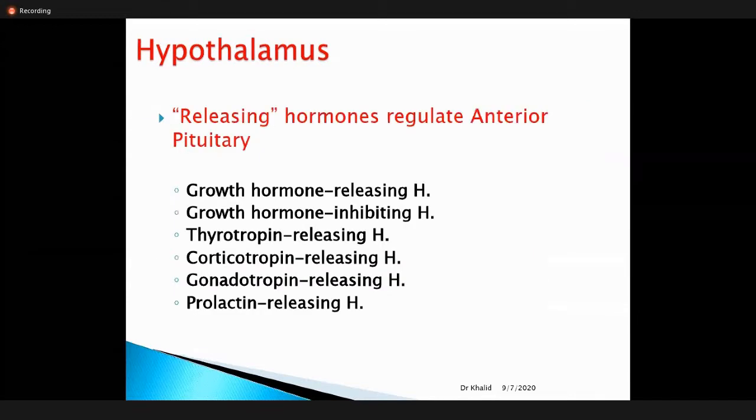The hypothalamic releasing hormones regulate the anterior pituitary, like growth hormone releasing hormone, growth hormone inhibitory hormone, thyrotropin releasing hormone, corticotropin releasing hormone, gonadotropin releasing hormone, and prolactin inhibitory hormone.